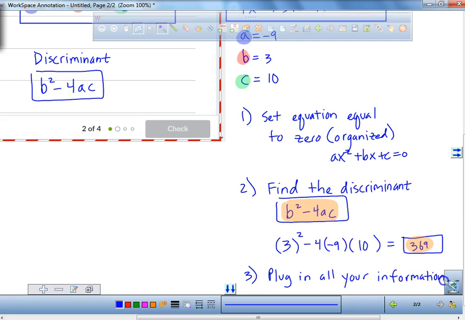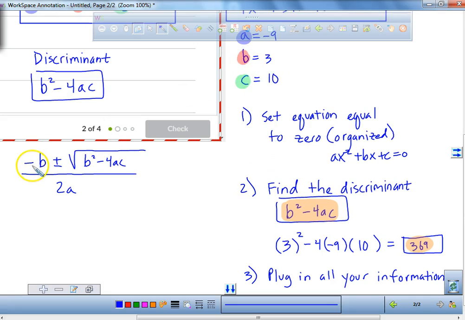Okay? Plug in your information. Now, what's my information? I'm going to rewrite the quadratic formula. The more you write it, the more you will remember it. Negative b plus or minus the square root of b squared minus 4ac all over 2 times a. So I'm just rewriting it. Now we just plug things in.